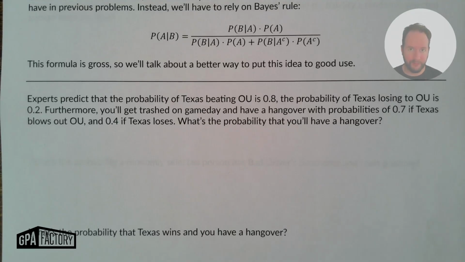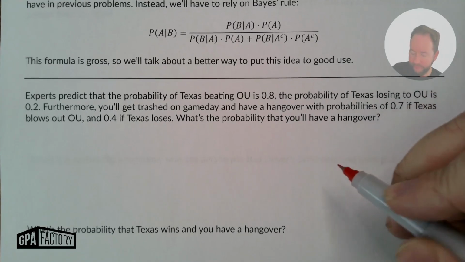Okay, there's a lot of numbers here, but what clues me into this being a Bayes' rule question is that there's kind of two layers here. The first layer is Texas either wins or loses. And then based on that, you'll have a hangover or not, based on a win or a loss. That's what sets it up for what I like to use for this type of problem, which is a tree diagram.